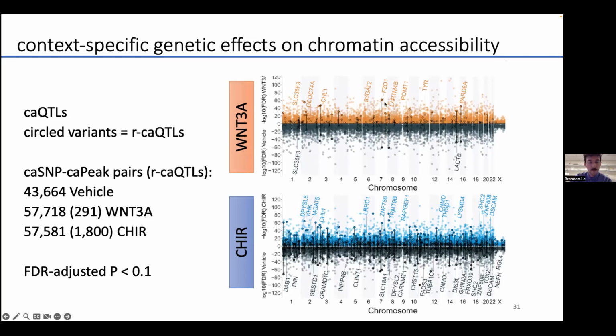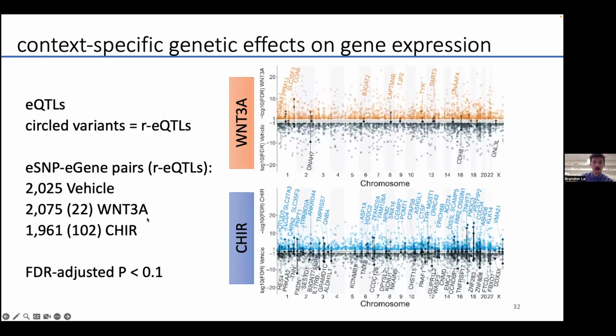But I'm also pointing out that these circled dots, I know they're very small, are the response chromatin QTLs that we found. So a subset of the QTLs we find show these response dynamics. Lots of genetic effects on chromatin, and lots of genetic effects on gene expression too. So switching over to the eQTL side, not quite as many for sure as the chromatin ones, but we found a couple of thousand significant eQTLs for Wnt3A and CHIR conditions.